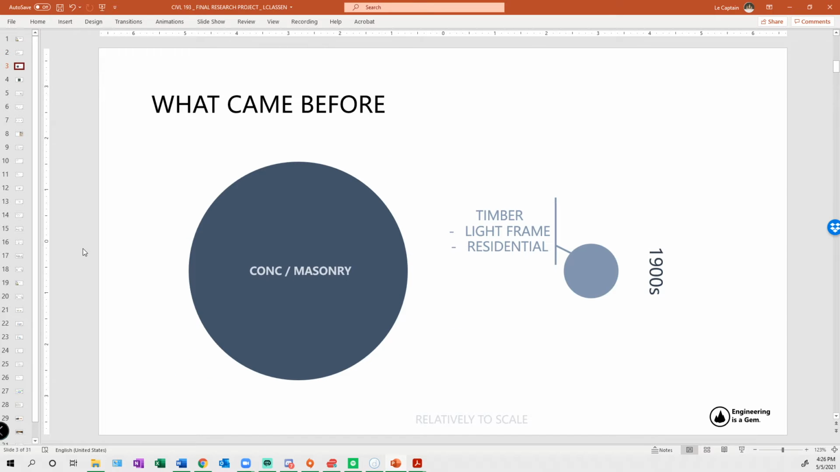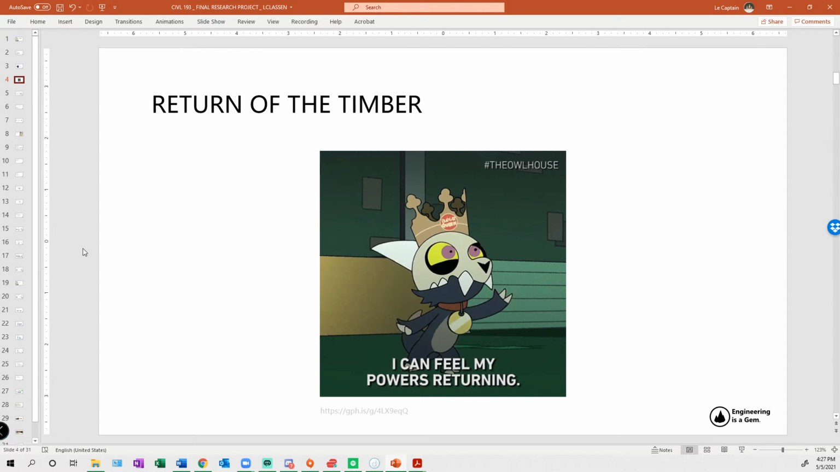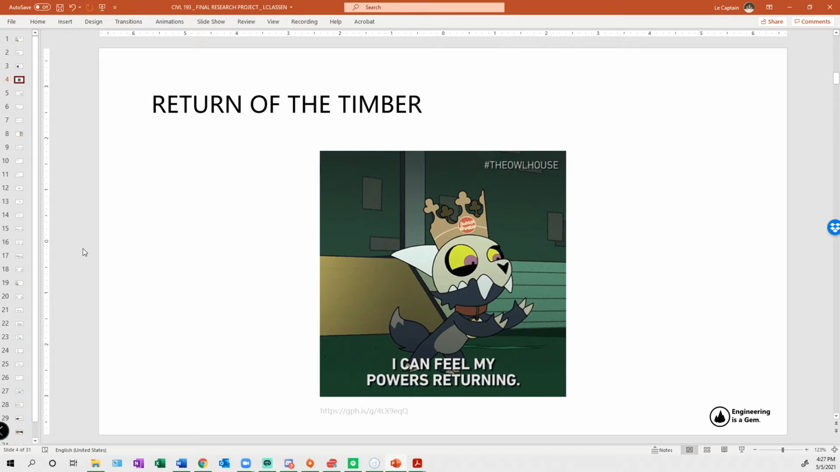All right, so what came before? In the early 1900s, concrete and masonry dominated the construction industry with regard to its structural buildings, because you could construct one for relatively low cost per unit. Whereas timber was unfortunately relegated to light frame construction cases, which generally also would include residential use cases. But fear not, the return of the timber. I was going to appreciate that little gif right there for a hot second before we move on.